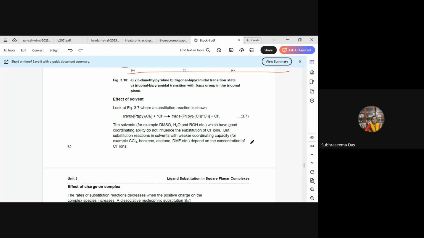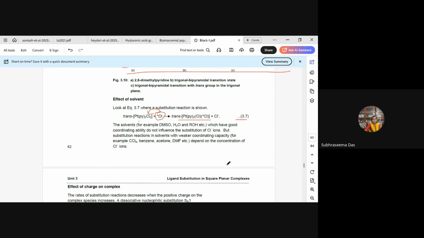So coming to the effect of solvent. The effect of solvent will be explained by taking this example in equation 3.7. This is the trans-Pt(dipyridine)dichloro complex, and this is the Cl star, the isomer, where the star is given to identify it. So here it goes into the substitution reaction.